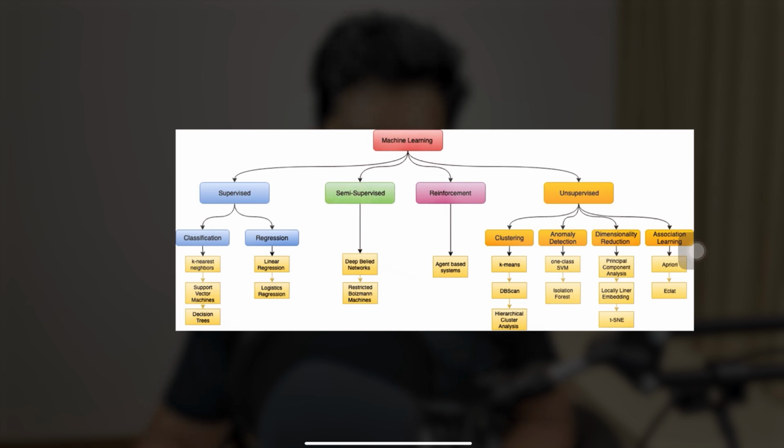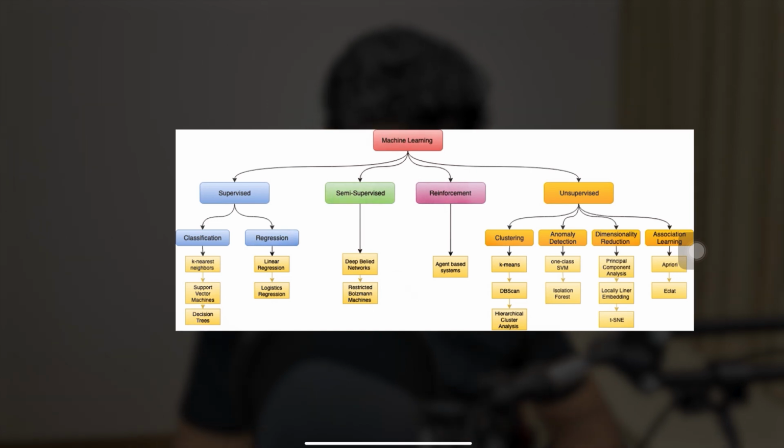Today, we'll be learning the types of machine learning. These types are based on the amount of supervision needed for a machine learning model. So as you can see on the screen, we have basically four types. The first is supervised learning, the second is semi-supervised learning, third is reinforcement, and the fourth is unsupervised learning.